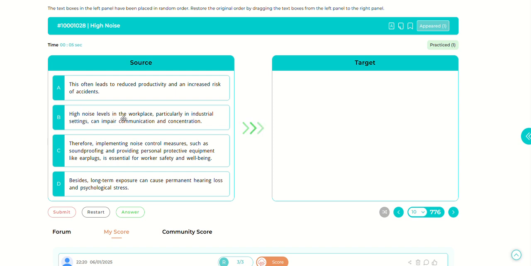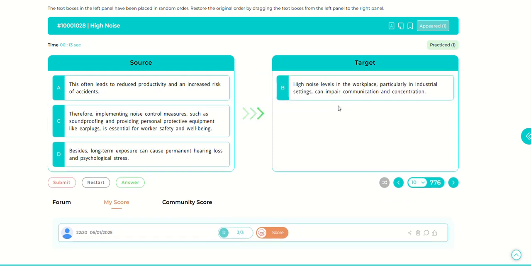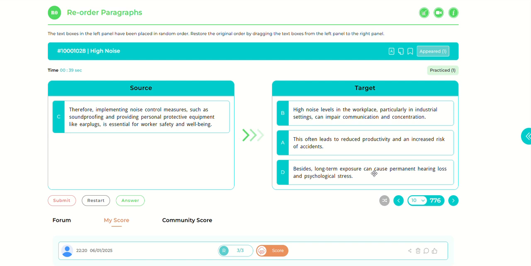"High noise levels in the workplace, particularly in industrial settings, can impair communication and concentration." Okay, this is the first one, because this is a wide sentence that can include under it a lot of information. "This", what is this? This high noise level. So this will be the second one, as I think. Besides will come third: "Long-term exposure can cause permanent hearing loss and psychological stress."